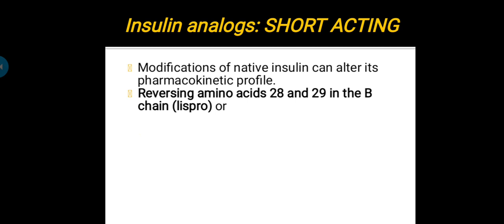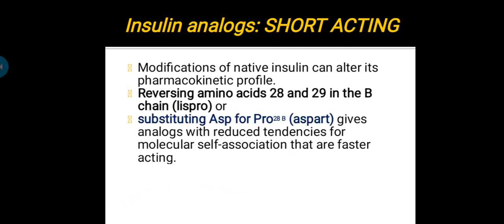So how are they named? Lispro. Insulin has an A chain and a B chain, and in the B chain, at position 28 there is proline, and at position 29 there is lysine. If they are reversed, so reversing amino acids 28 and 29 in the B chain will produce Lispro. Normally there is proline and lysine at 28 and 29. If they are reversed, it is lysine and proline at 28 and 29, and we call it Lispro.